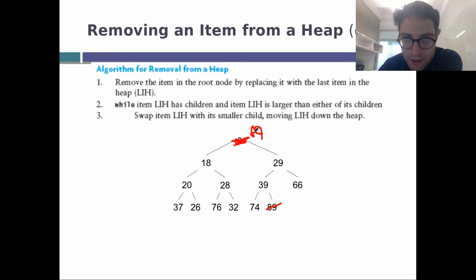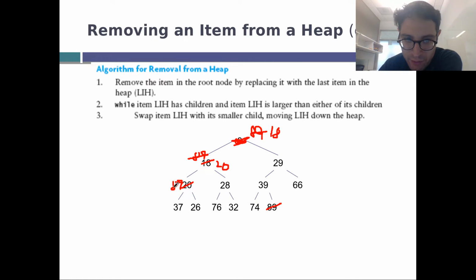89 is heavier than both 18 and 29 because it's bigger than both of those. So we're going to swap it with the lighter item. We're going to move 18 over here because that's the smaller of the two children, and 89 goes here. Now 89 is still bigger than both of its children, so we swap it with the smaller of its children. So 89 will go here, and 20 ends up being over here.